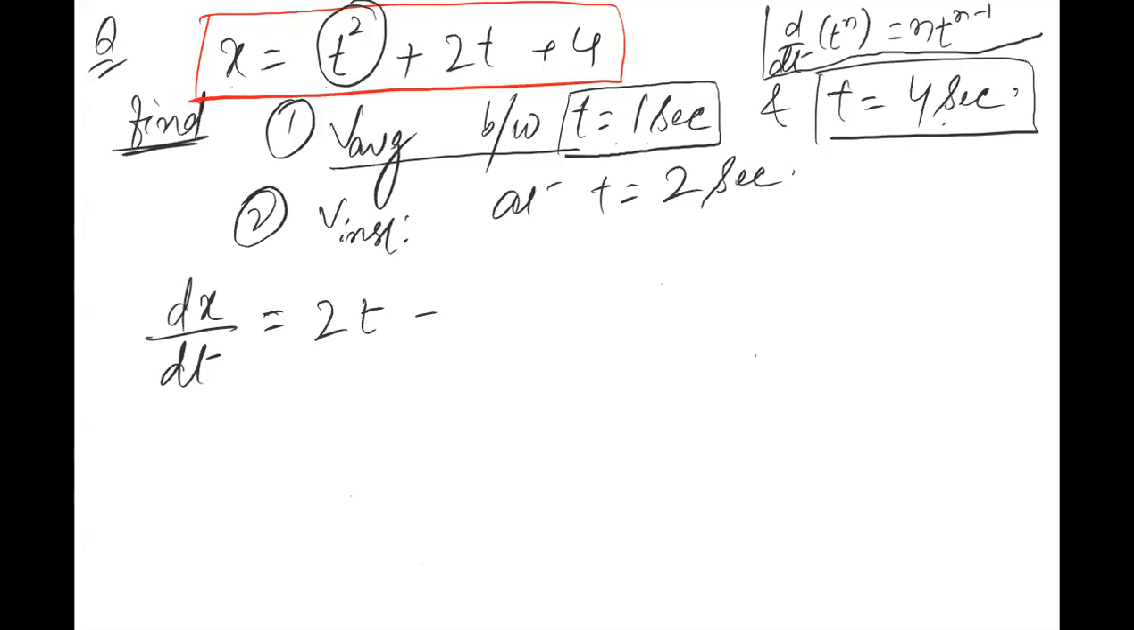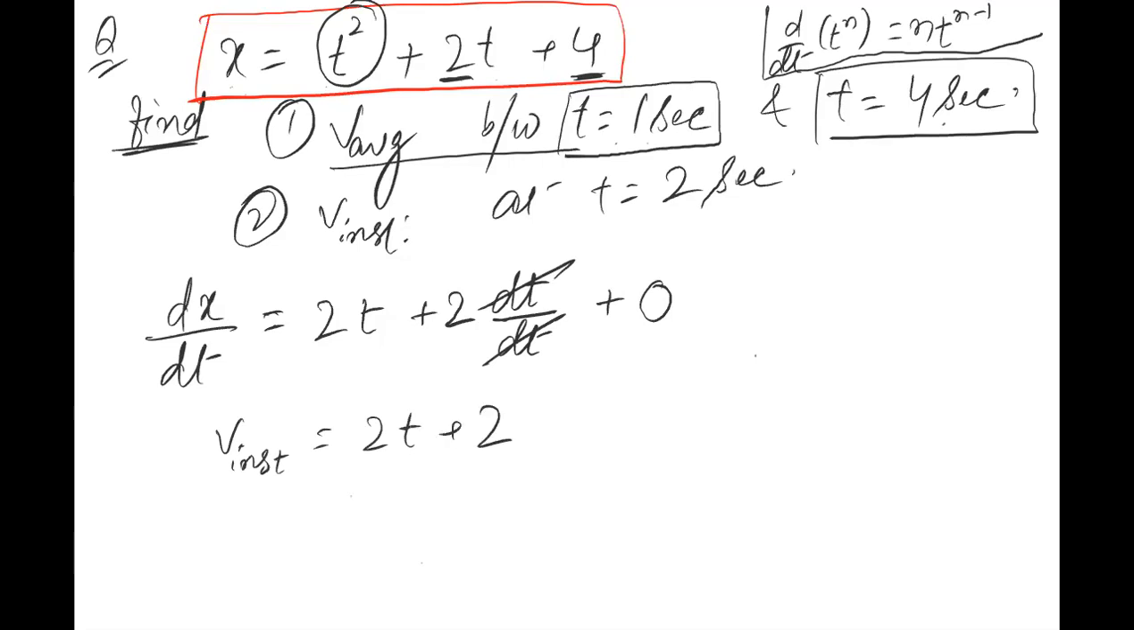Clear? Here, 2 is a constant. It will be kept as it is. You have to differentiate t with respect to t. And here 4 is a constant without any variable. So if you have a constant without any variable, the differentiation of that constant will be 0. And this dt by dt will become 1. Means the instantaneous velocity, you will get as 2t plus 2. Is it clear to all?